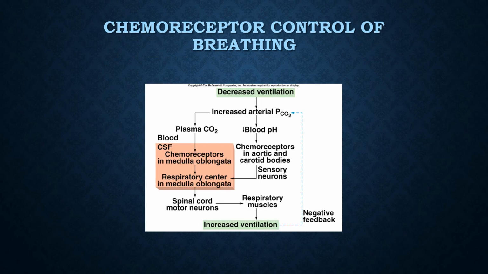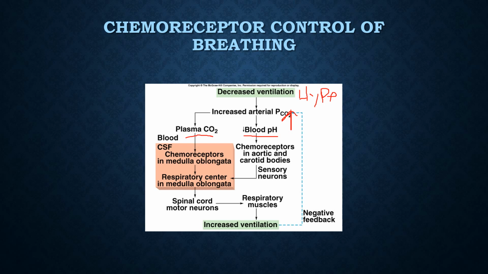So in this flow chart, what we have here is an example of when we have decreased ventilation, and so this is with hypoventilation, okay? And with hypoventilation then, what we have is an increase in partial pressure of carbon dioxide, which is going to increase plasma carbon dioxide levels, but then decreased pH because of the increase in hydrogen ion concentration.